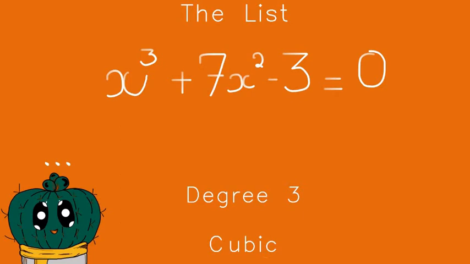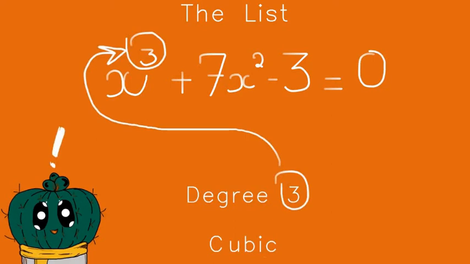Again, we are trying to find out what the degree of this equation is by just looking at the variables and just picking out the variable which has the biggest power. In this case, it is 3. So that is why we're going to be calling it a cubic equation.